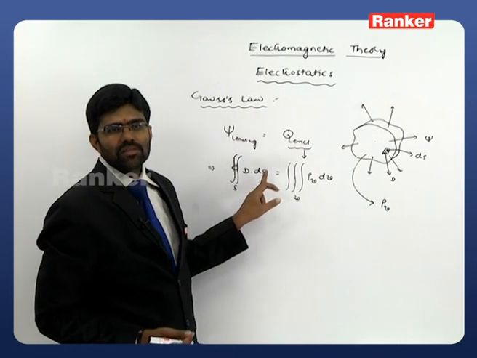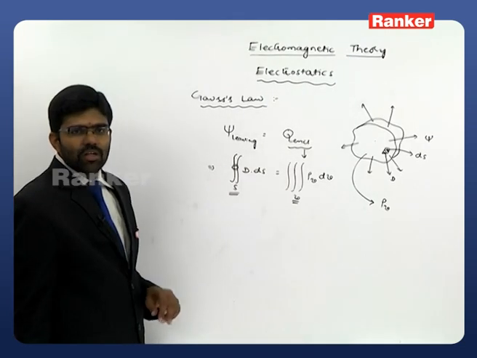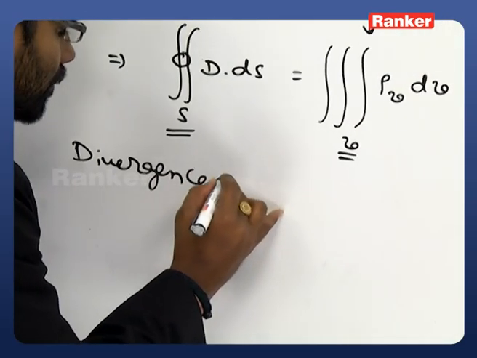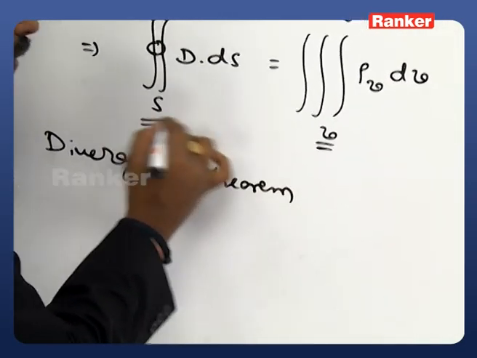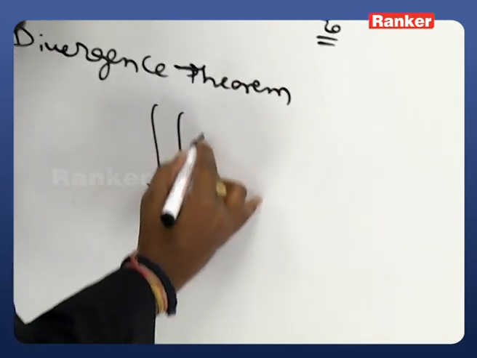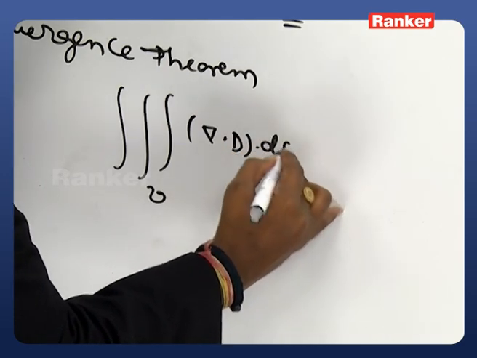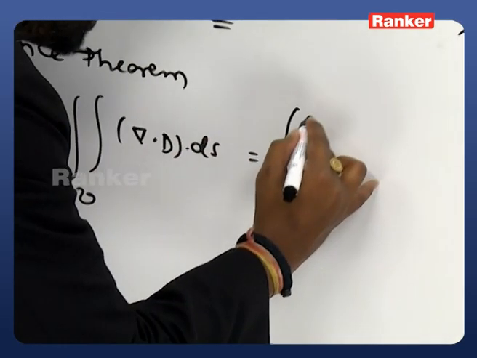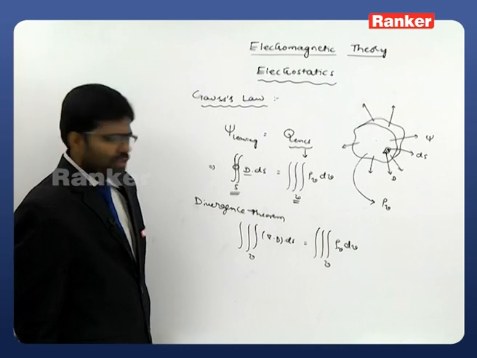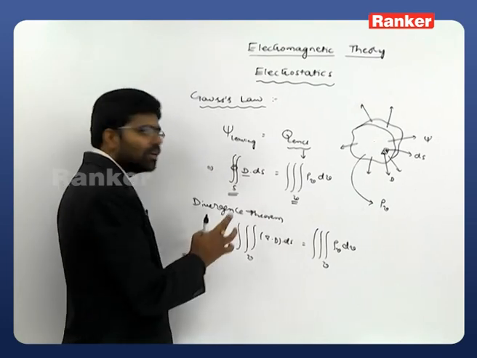Now we have a very good theorem, the divergence theorem, which always relates a closed surface with a volume. So here we need to apply the divergence theorem. If you apply the divergence theorem here, what will we get? The closed surface integral can be converted into a volume integral. Just write this down as a volume integral of del dot D, the divergence of D, dv, is equal to the volume integral of rho v dv. What I did is apply the divergence theorem here. As I am applying the divergence theorem, the closed surface integral can be converted into a volume integral.